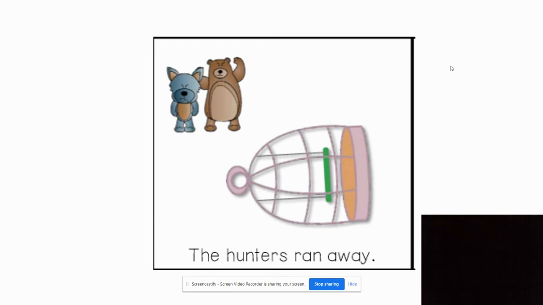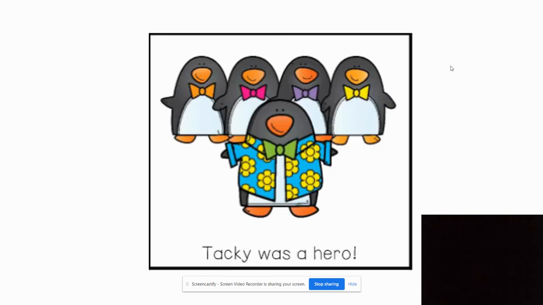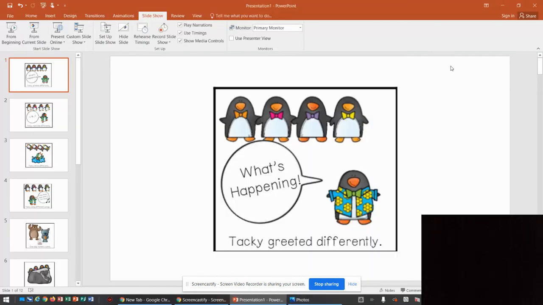I say, the hunters ran away. You say, the hunters ran away. I say, Tacky was a hero. You say, Tacky was a hero. Okay, so now that we've practiced, your parent, your grown-up, can record a video of you pointing to each picture on your retell paper, telling the story to your teacher of Tacky the penguin. I hope you enjoy retelling the story.